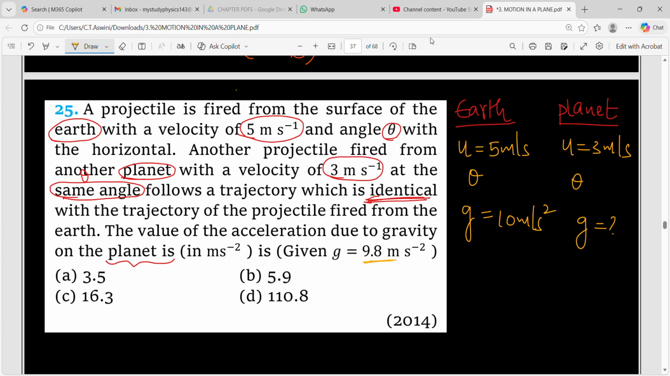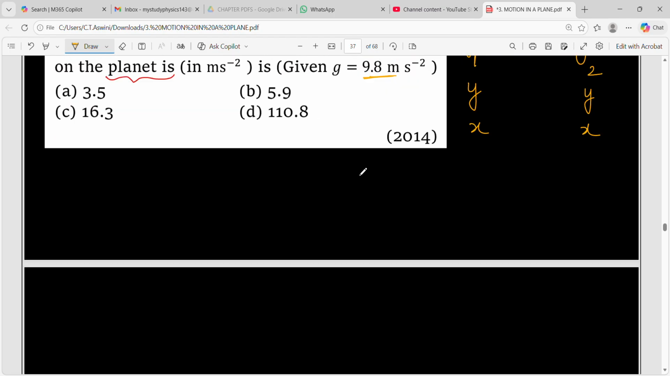So we'll do one thing. Let us take these as g1 and g2, and these as u1 and u2. And what did they say? The y value on the Earth and on the planet are equal. The x values are also equal. So let us take the trajectory equation: y = x tan theta minus g x square by 2 u square cos square theta.